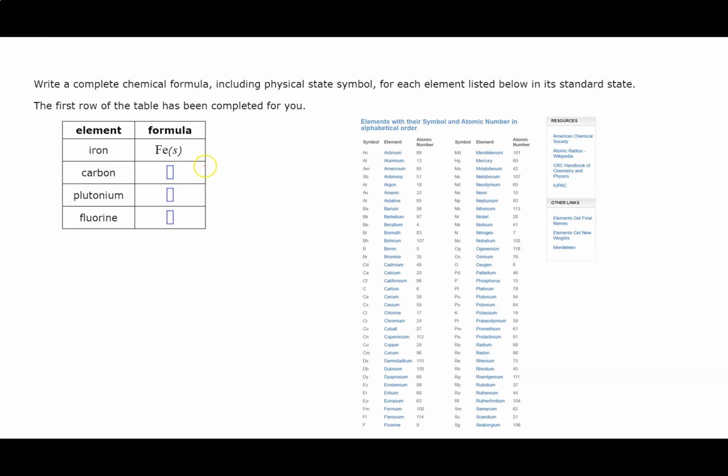We've got carbon. Element symbol for carbon is an uppercase C. It's a solid. Plutonium, it is Pu. It is also a solid. And then fluorine, we've got to be aware of this. Fluorine is one of our diatomic elements. It is F2, have no fear of ice cold beer. All right, so it's F2, and fluorine is a gas. F2, gas. So there's a lot going on to get these guys correct.